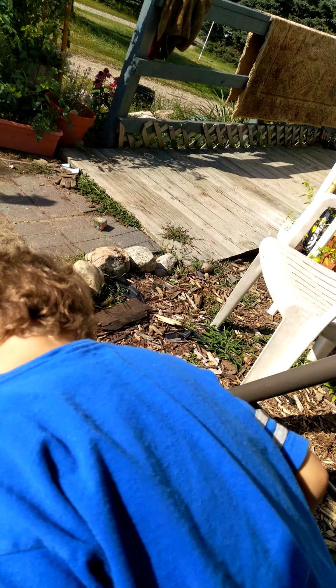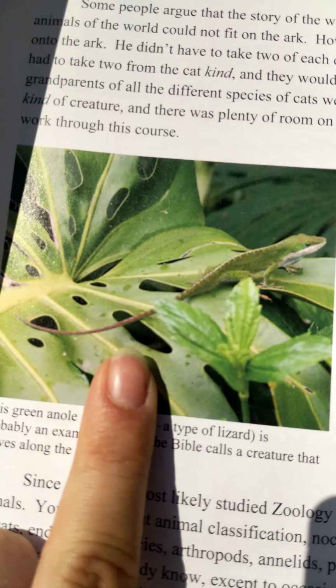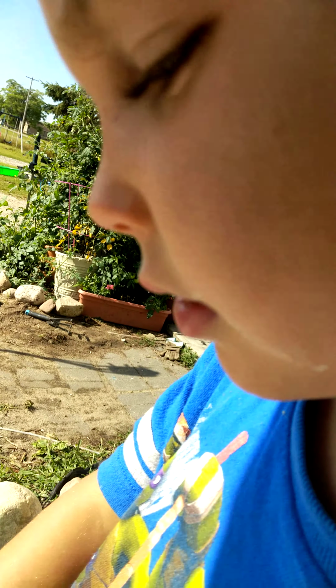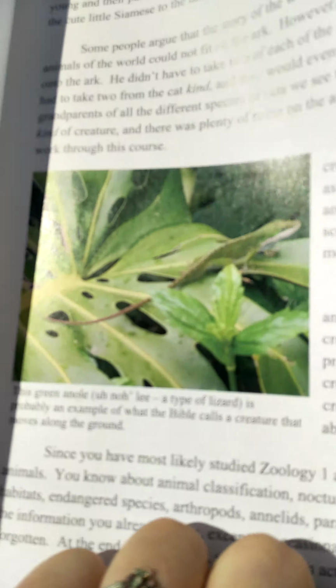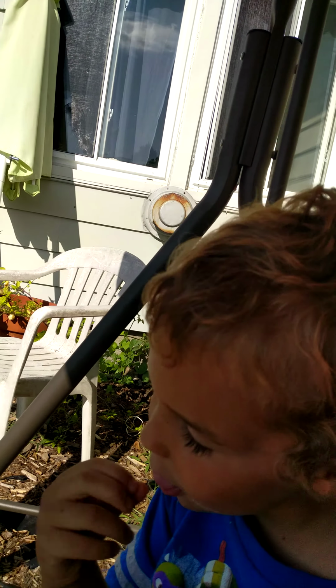When the Bible mentions creatures that creep, it most likely is talking about reptiles, such as snakes and lizards, amphibians such as frogs and salamanders, and arthropods such as spiders and scorpions, which are all creatures that move along and around the ground, under the ground. That is a type of lizard called an anole.